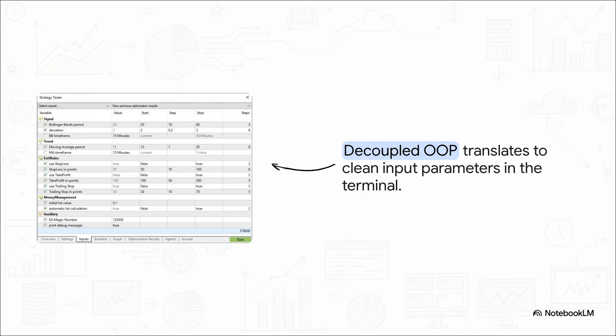And this brilliantly illustrates a massive real-world benefit for the end user. By utilizing MQL5 input groups, your perfectly clean backend code actually translates directly into beautifully organized parameters right there in the strategy tester. As you can see, things like signals, trend, exit rules, and money management are all completely separated into their own distinct groups. It's amazing because your underlying code structure is directly dictating this super user-friendly, highly optimizable terminal interface.